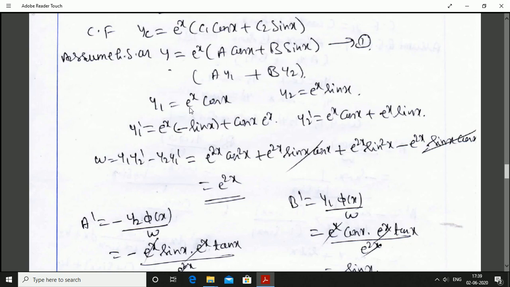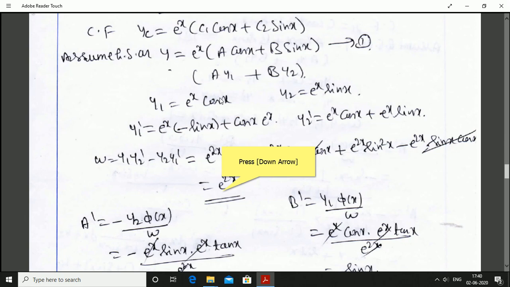So that y1 is equal to e power x into cos x, and y2 is equal to e power x into sin x. y1 dash is the derivative of a product of two terms. First term e power x as it is, derivative of cos x is minus sin x, plus second term cos x as it is, e power x differentiation is e power x. y2 dash, again the product of two terms. Keep e power x as it is, sin x differentiation is cos x, plus keep sin x as it is, e power x differentiation is e power x.